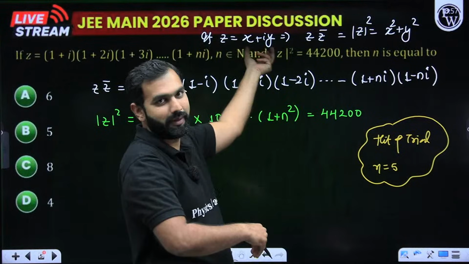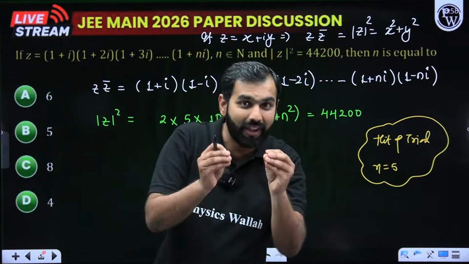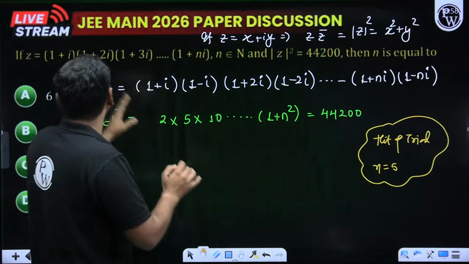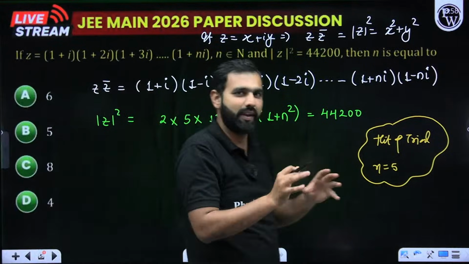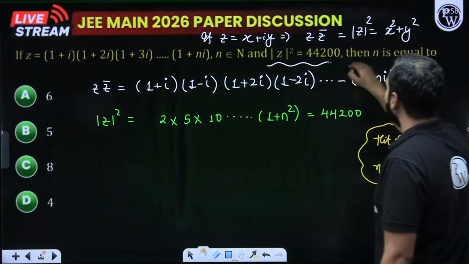Z is a complex number x plus iota y. Mod z square is x square plus y square. Do you remember that? Very basic question from complex numbers. Can you believe that? It is saying that z is equal to 1 plus iota, 1 plus 2 iota, 1 plus 3 iota, until 1 plus n iota, where n is a natural number. Then what are we supposed to figure out? Mod z square is 44200.